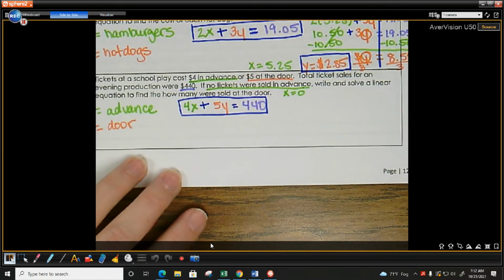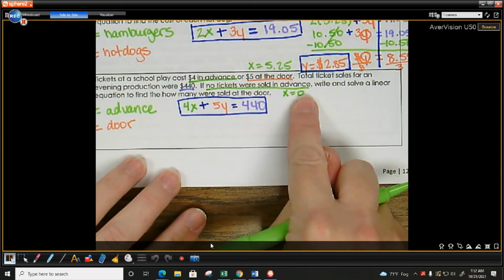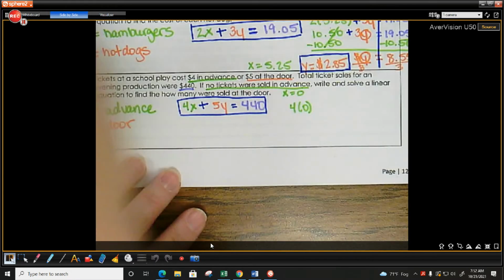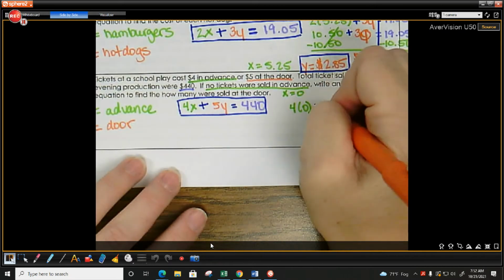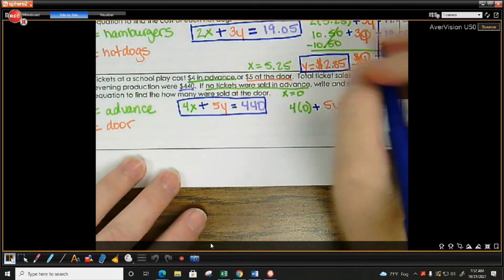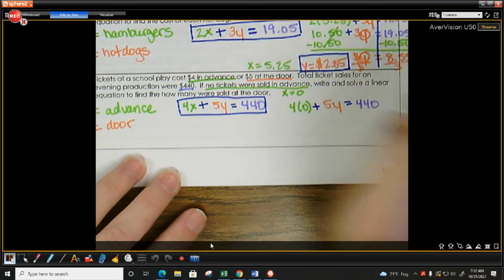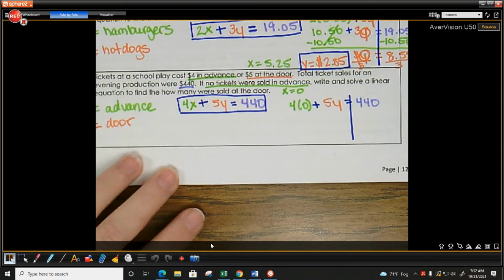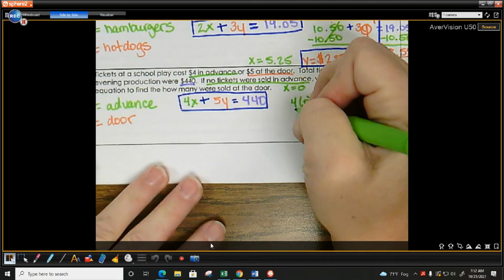So I'm going to rewrite my equation now, and I'm going to replace X with 0. So 4 times 0 plus 5Y equals 440. Draw your line through the equals. Well, what is 4 times 0, guys? So do I even need that? Nope, cross it out.